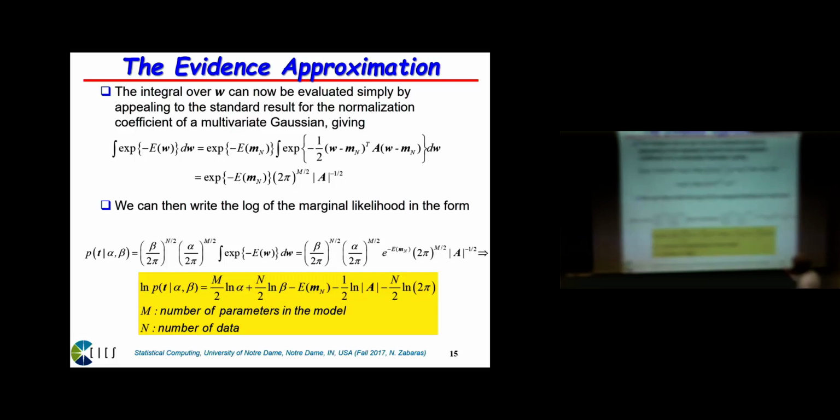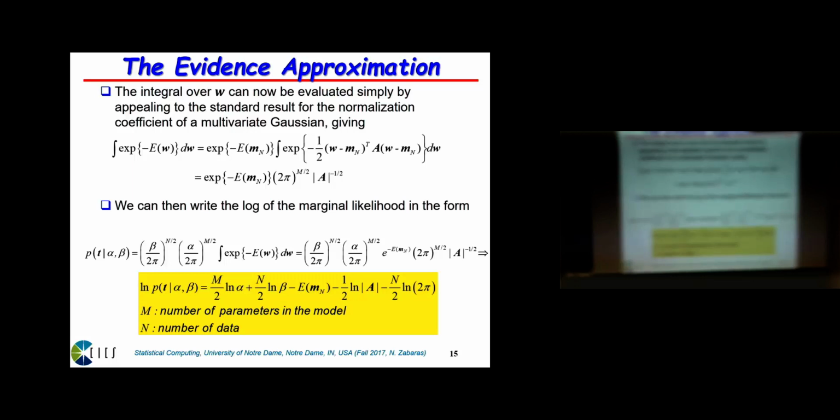Tell me where this thing comes from. I claim that this whole integral is this. Where did that come from? Remember how many parameters we have in our model, for W we have M, all right? So where does the 2 pi to the M over 2 come from, times the determinant to the minus 1/2? Doesn't this remind you of a Gaussian centered around Mn with precision A? So what's the normalization factor of a Gaussian?